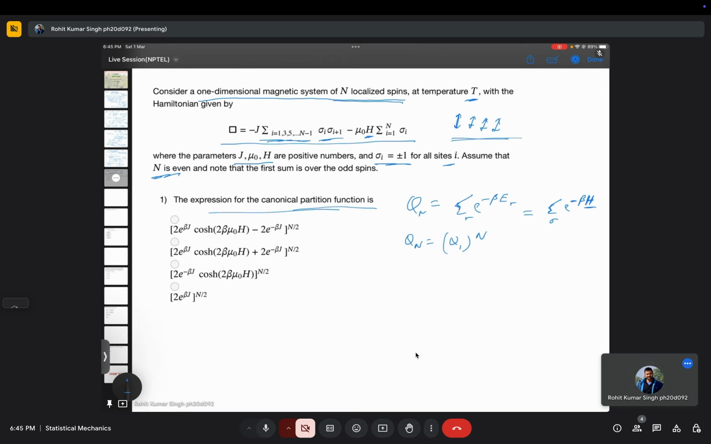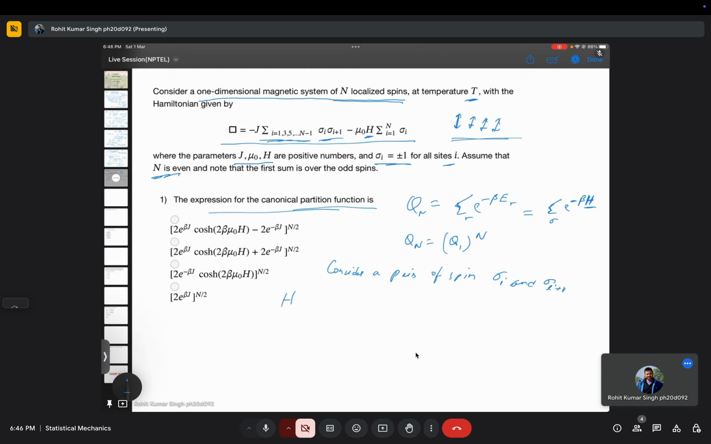And here, this Hamiltonian depends on a pair of spins, sigma i and sigma i plus 1, okay? So you'll have to be smart, and you will have to choose your single system, your single spin system, as a pair of spins. So let's consider a pair of spins, any general pair, sigma i and the one after that, sigma i plus 1, okay?